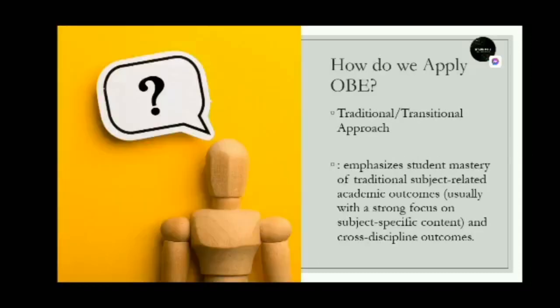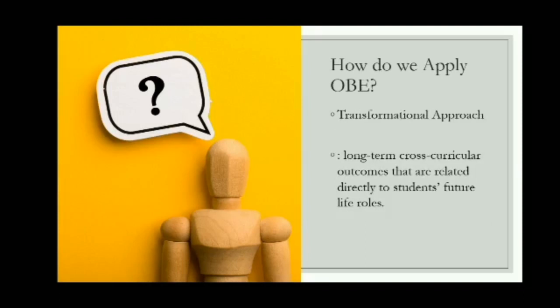Now that we know the types of outcomes, now how do we apply OBE? We have two ways in applying the OBE, the traditional or transitional approach. In this approach, it emphasizes student mastery of traditional subject-related academic outcomes, usually with a strong focus on subject-specific content and cross-discipline outcomes. So this is the old approach in applying the OBE. So mainly it talks about how the student was able to learn from a specific subject, no? What kind of mastery does he practice in this specific subject?